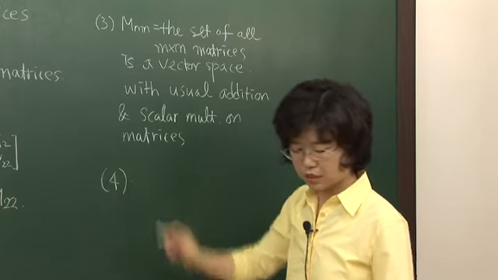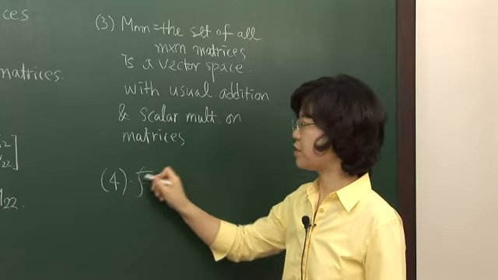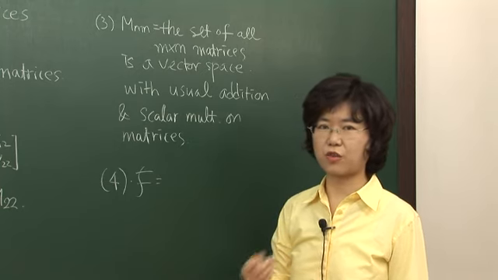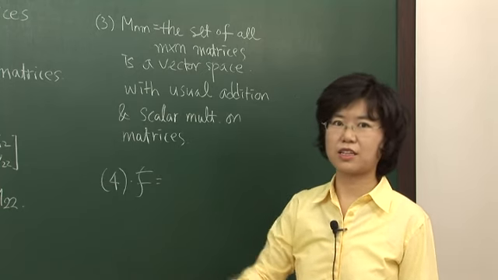Now we will see another example. Let F be the set of all real valued functions, then it will be another vector space, and we will see it on the next board.